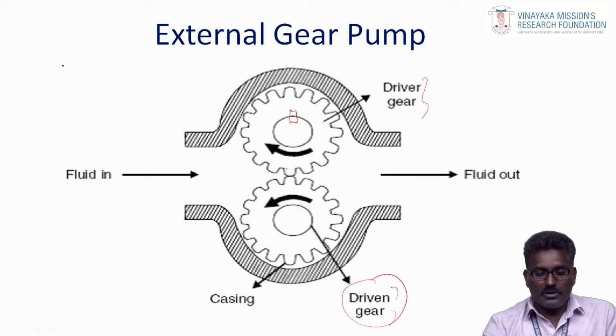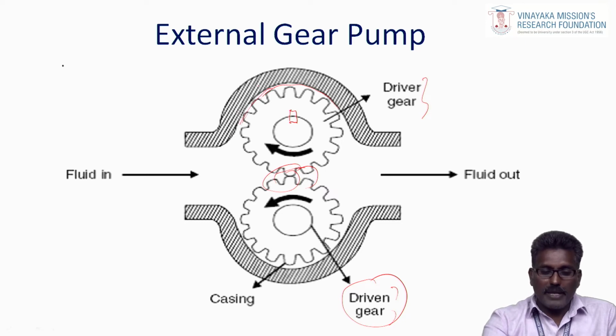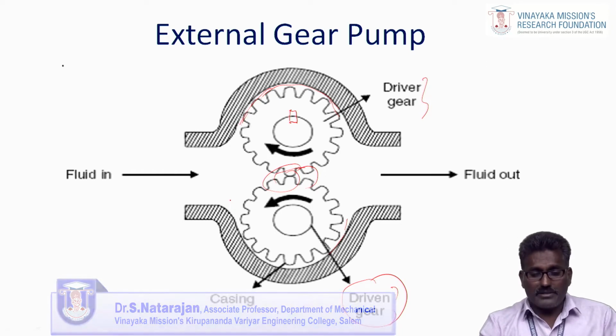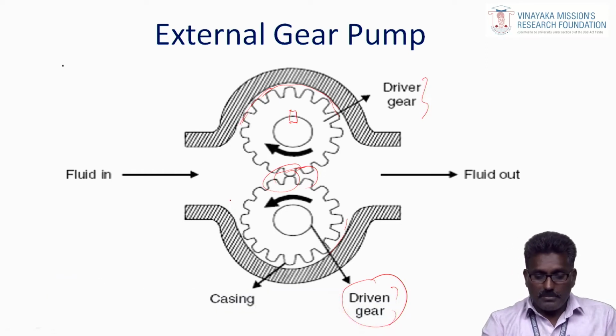These two gears mesh with each other, and the gear teeth always make contact with the pump casing. The gear pump casing and gears are manufactured with precision in a fluid-tight manner. This pump has a casing, one gear is driven by a motor, and the other gear is driven by the driver gear. So, this construction is very simple.